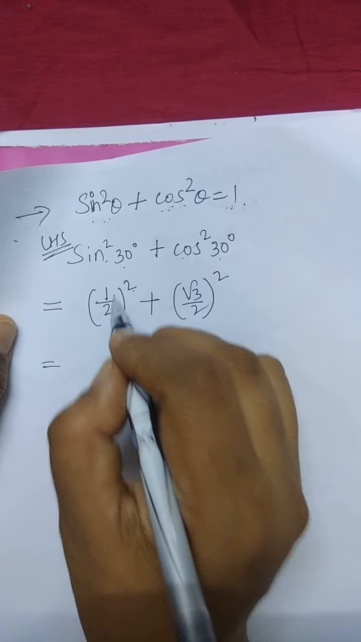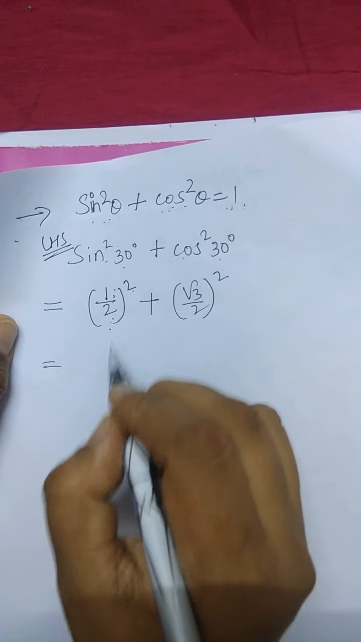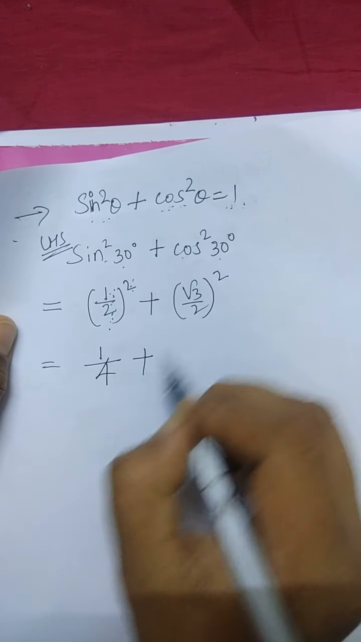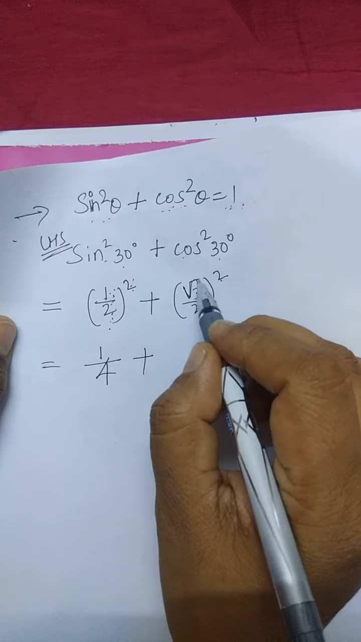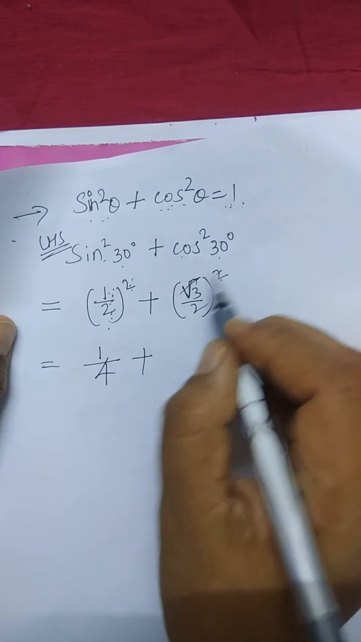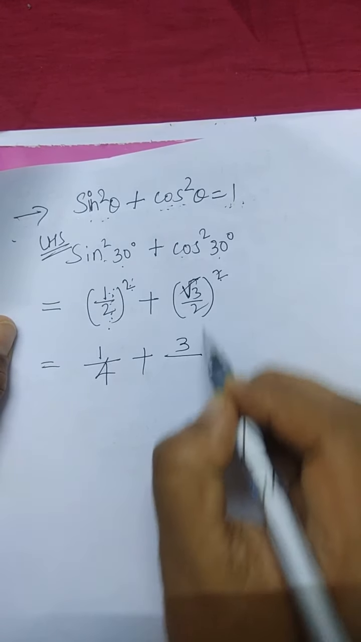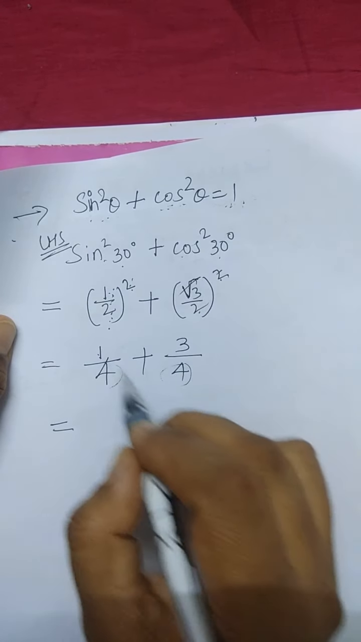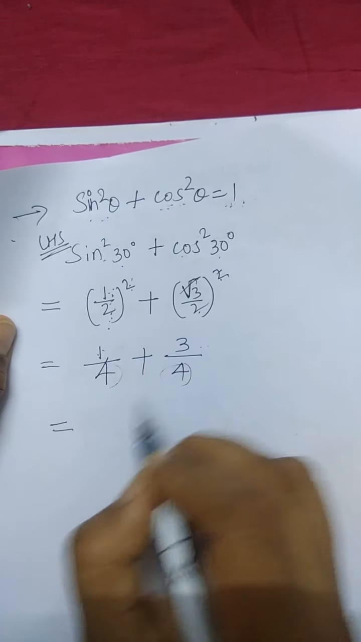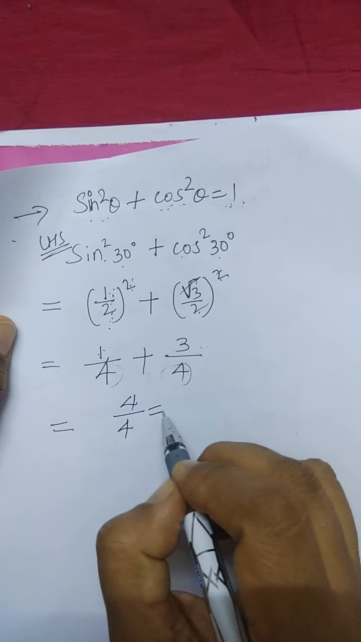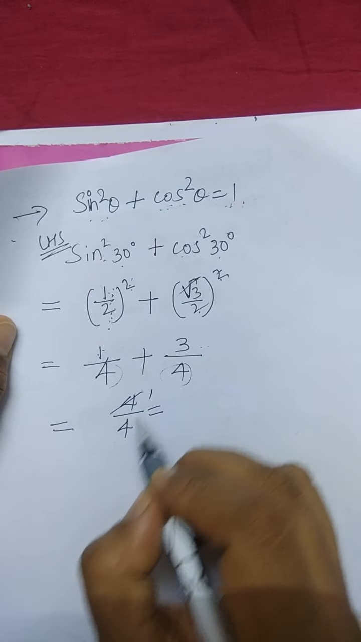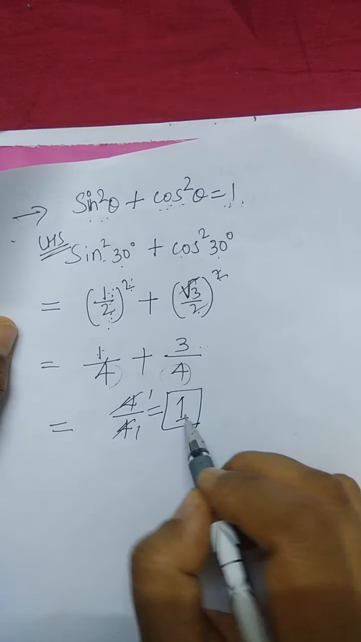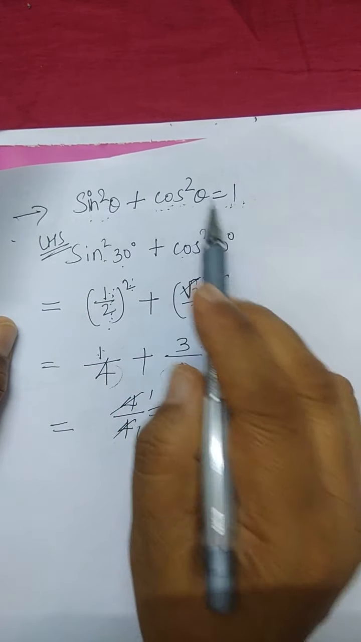Now this square holds for both numerator as well as denominator. So this will be 1 square is 1, 2 square is 4, plus for the numerator, root 3 square, the square and root get cancelled, so you get 3, and 2 square is 4. The denominator is the same, so you can add the numerators directly. 1 plus 3 will give you 4 by 4, which is equal to 1. So we have proved that sin square theta plus cos square theta is 1.